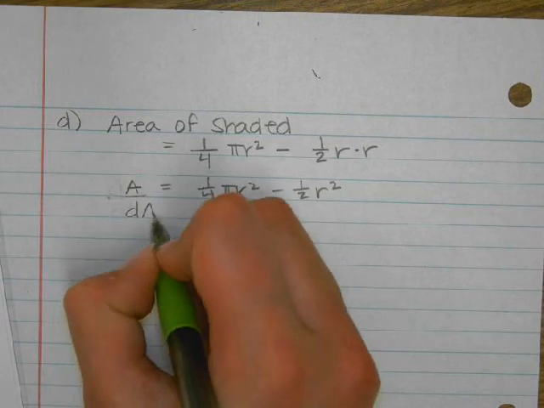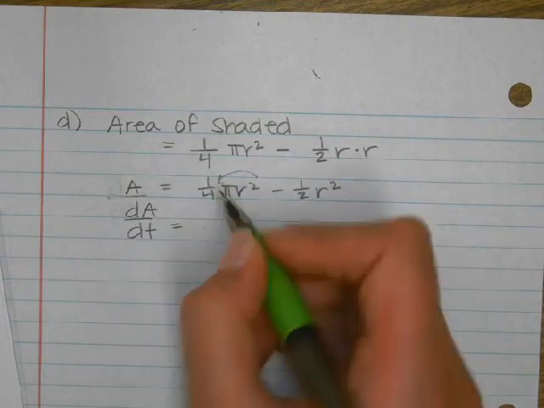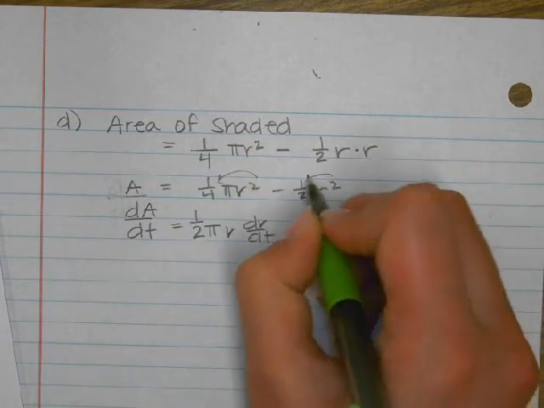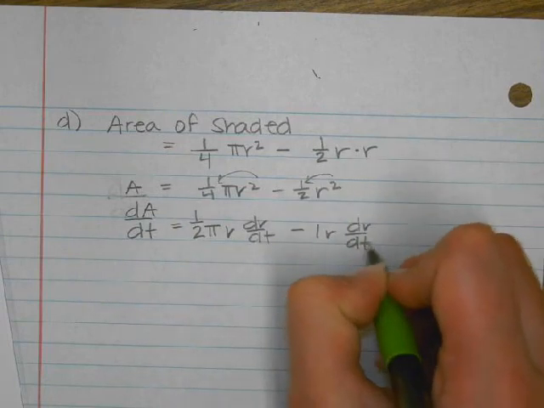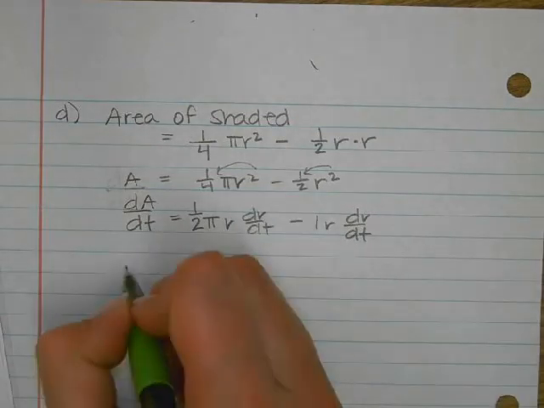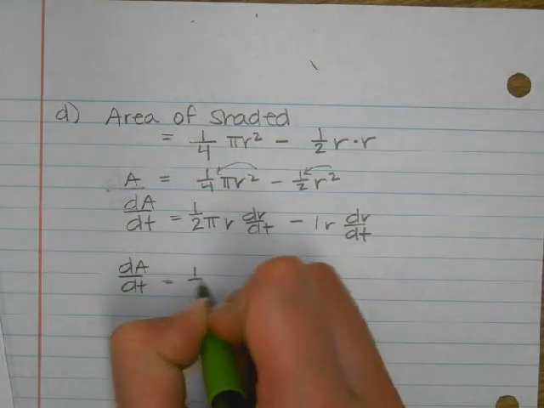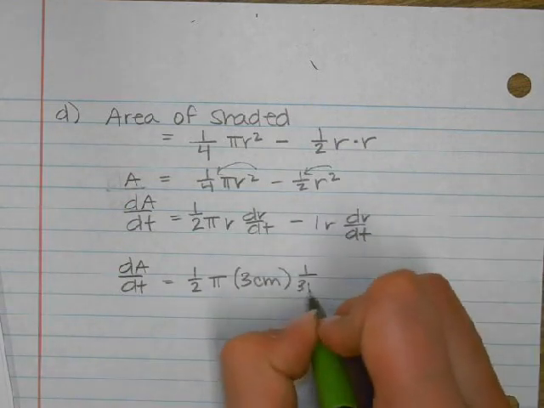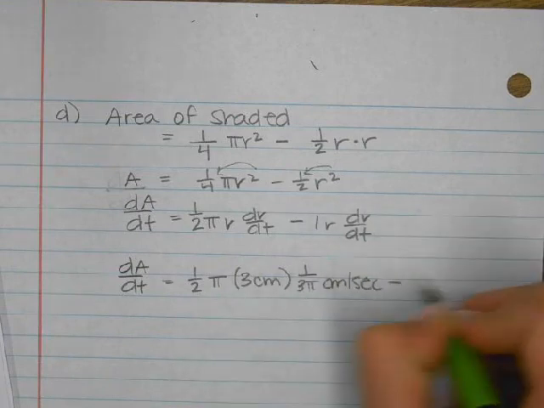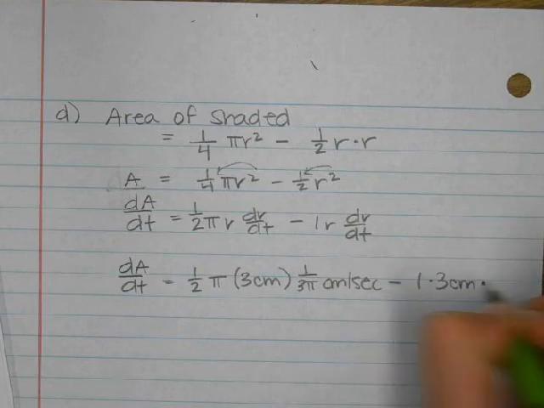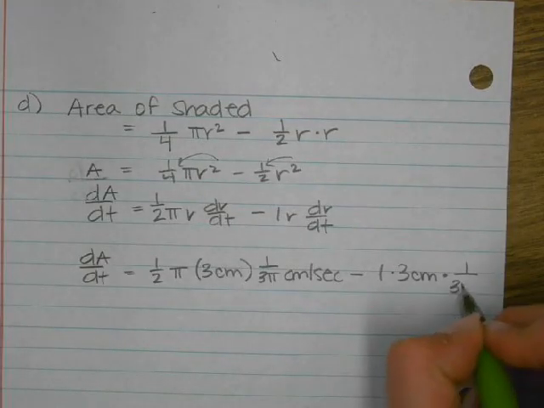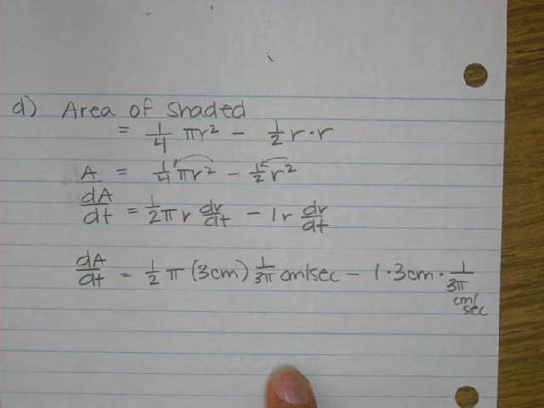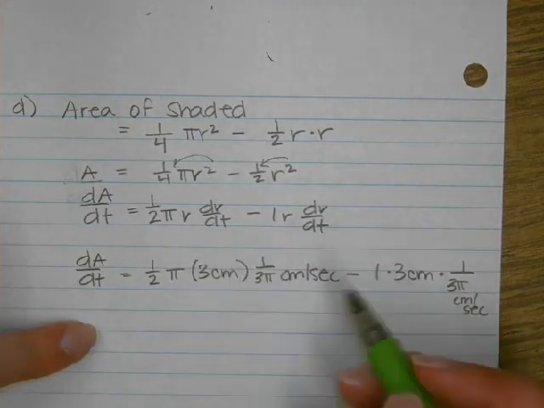So dAdt is 2/4, which is 1/2, 1/2 pi r dr dt minus 1 r dr dt. So my r is 3 centimeters, my dr dt is 1/3 pi centimeters per second, minus 1 times 3 centimeters times 1/3 pi centimeters per second. Again, remember, if you had stored numbers here, you could have been using those stored numbers and typing it in your calculator and saving some time.